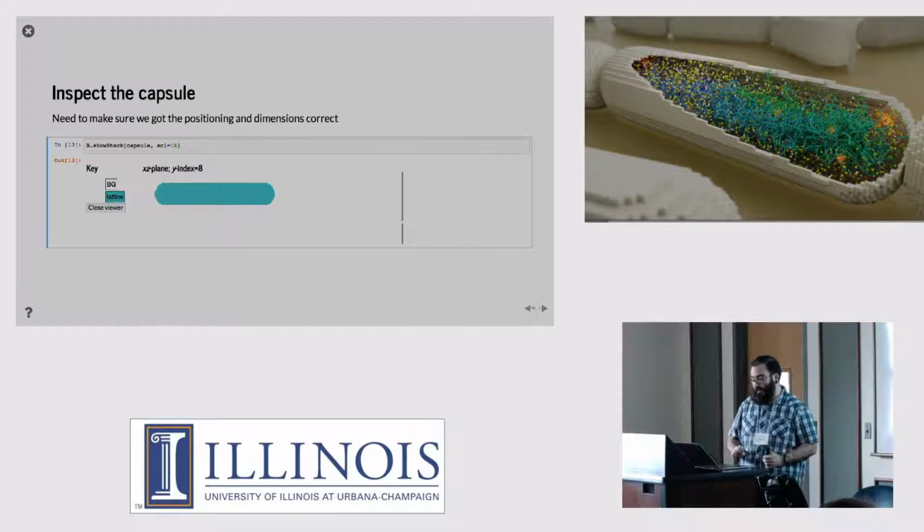So now we can take a look at the capsule to make sure that we did it correctly. This is a method available in the region builder object. We give it a capsule, and we can also say how big we want to scale the image that we see. So we can go ahead and trace through it, and it looks pretty good.